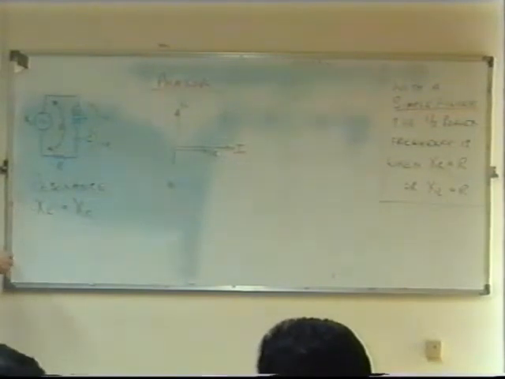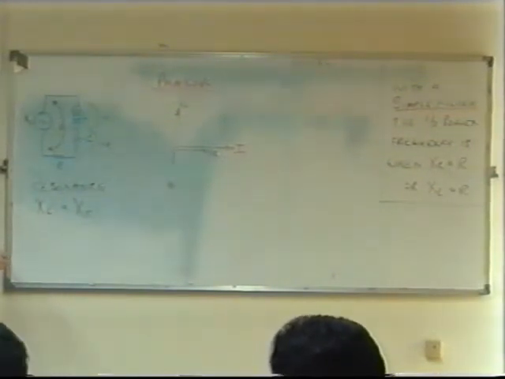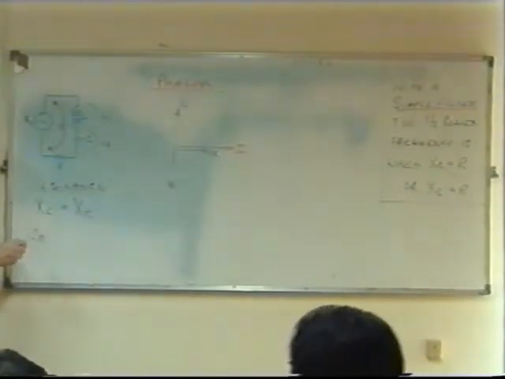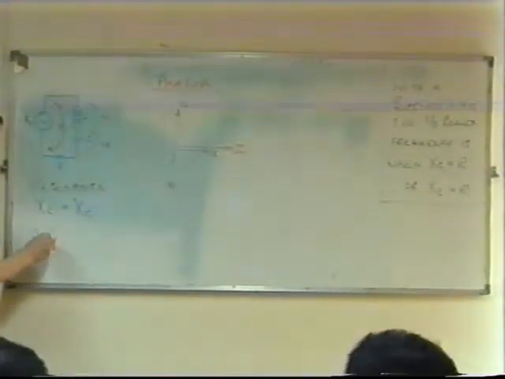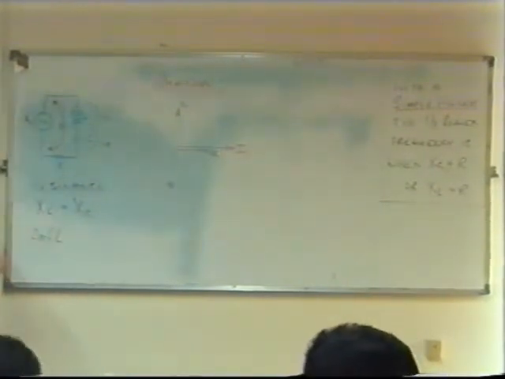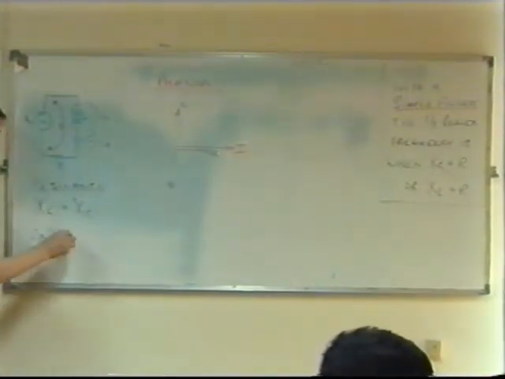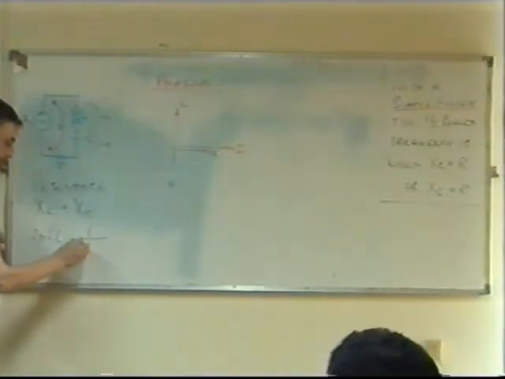What is the value of XL? How do we find that? XL equals 2 pi f L. And XC equals 1 over 2 pi f C.